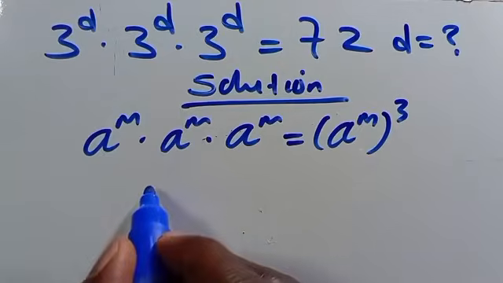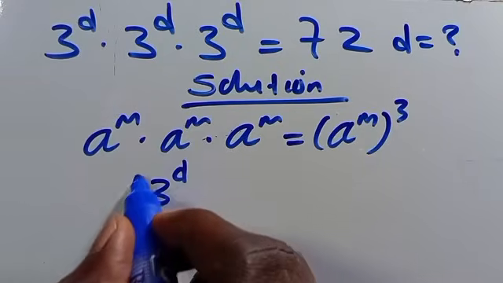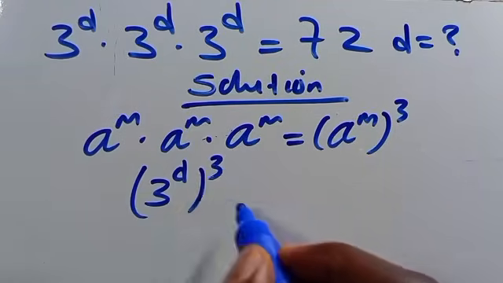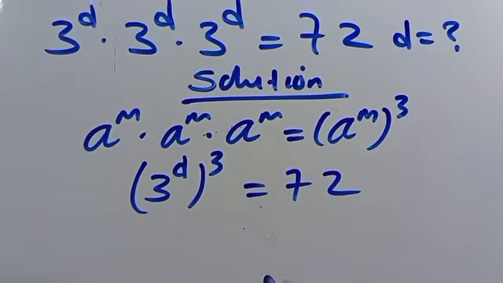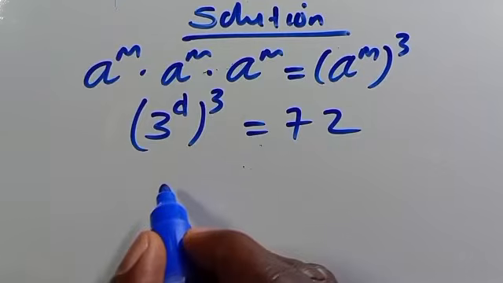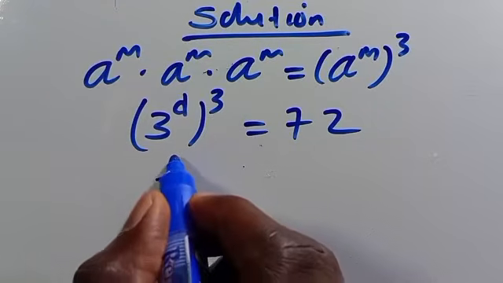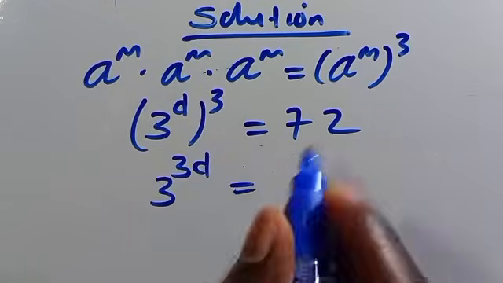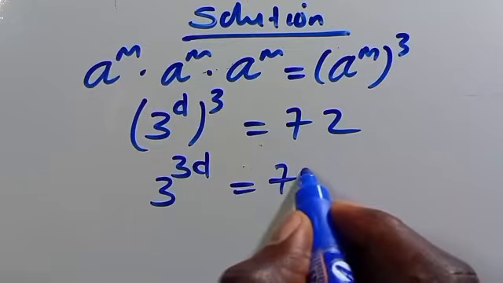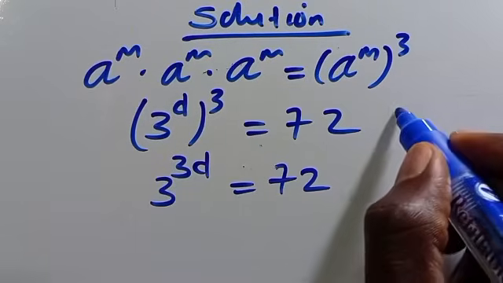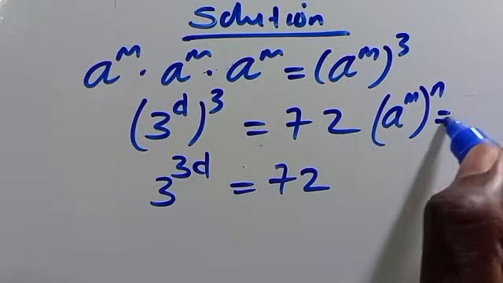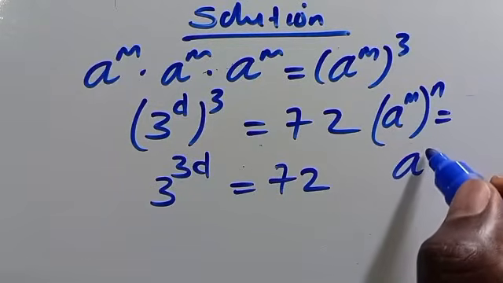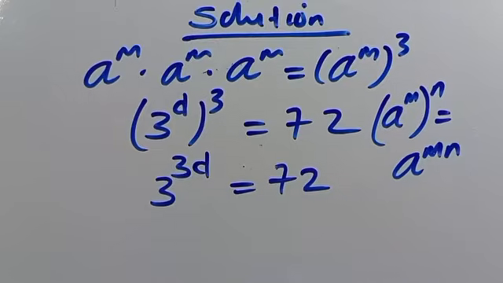So from here, we can have this as 3 to the power of d in parentheses to the power of 3 equals 72. So we can have this as 3 to the power of 3d equals 72, because when we have a to the power of m in parentheses to the power of n, it equals a to the power of m times n.